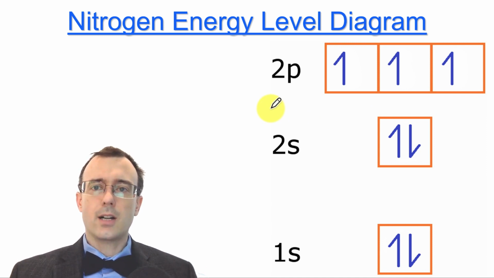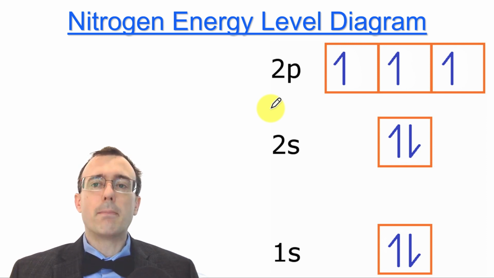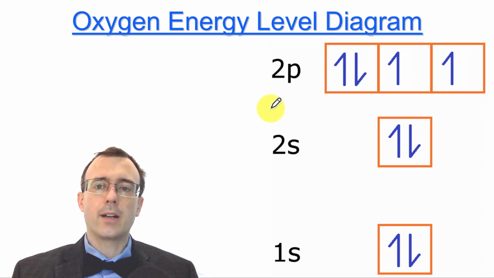After nitrogen is oxygen. Where is that last electron going to go? That 8th electron. And at this point in time, it must pair up with something. So it's going to pair up with the first one there. And here is the energy level diagram of oxygen.